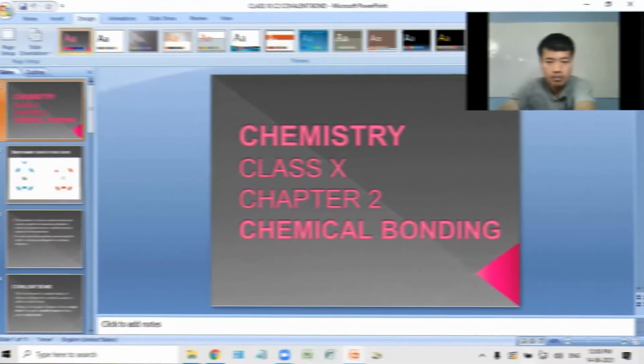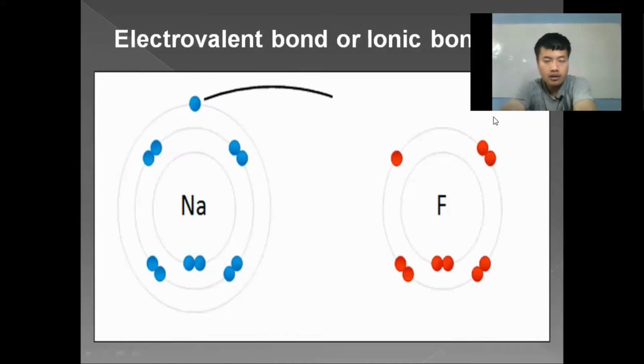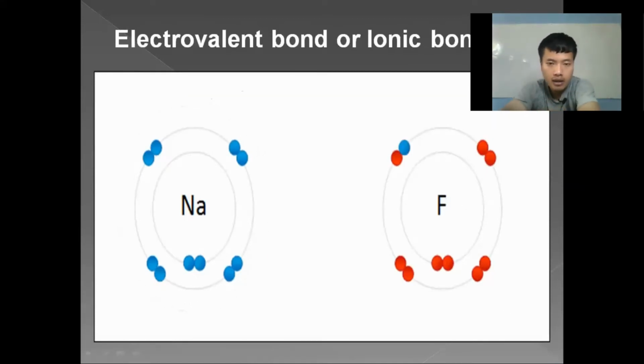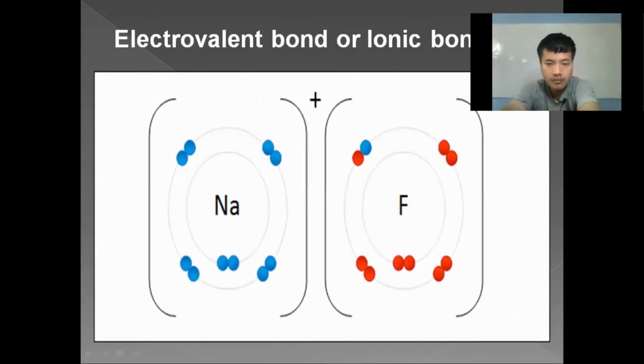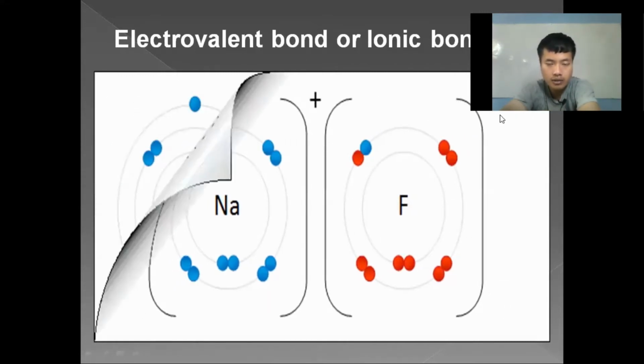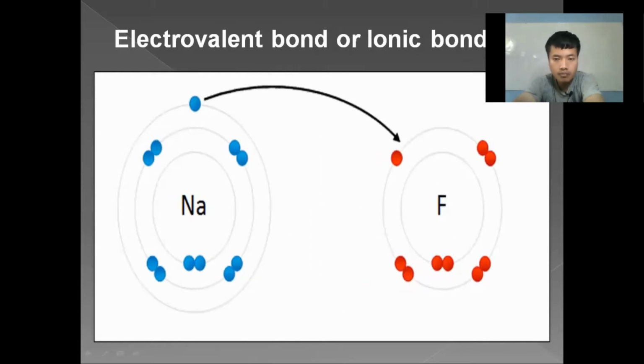Everyone. Today we'll be doing chemistry chapter 2, chemical bonding. In our previous class, we have already learned about electrovalent or ionic bond. In electrovalent or ionic bond, there is a give and take situation where one atom gives electron to another atom.